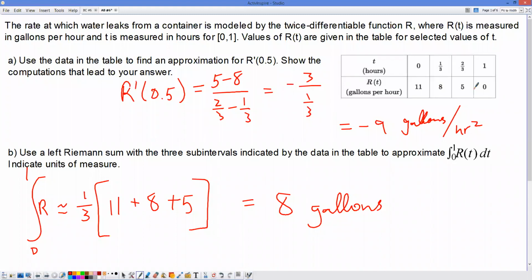No, Catherine, it's 1/3 because the length of each interval is 1/3 of a unit. 0 to 1/3, 1/3 to 2/3, and 2/3 to 1. Not 1/4 because there's 4 values there, but 1/3 because the length of each subinterval is 1/3. Does that make sense? Okay. All right. Any other questions there on B or A?